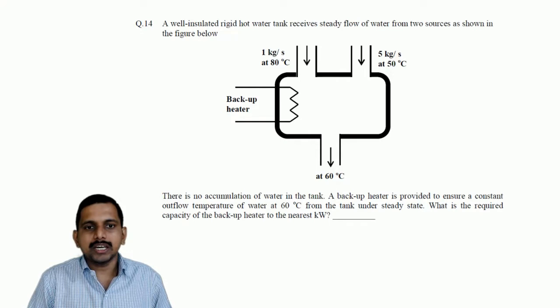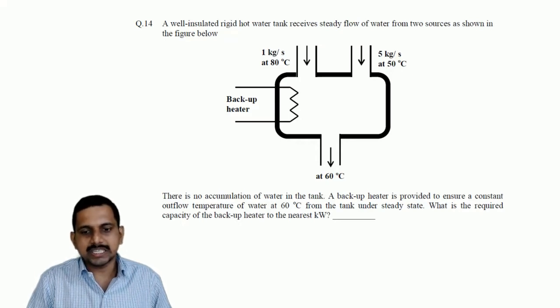A well insulated rigid hot water tank receives steady flow of water from two sources as shown in the figure below. There is no accumulation of water in the tank. The backup heater is provided to ensure a constant outflow temperature of water of 60 degrees centigrade from the tank under the steady state. What is the required capacity of the backup heater to the nearest kilowatt?